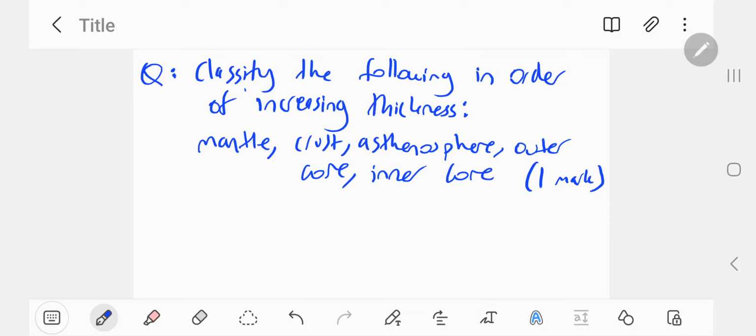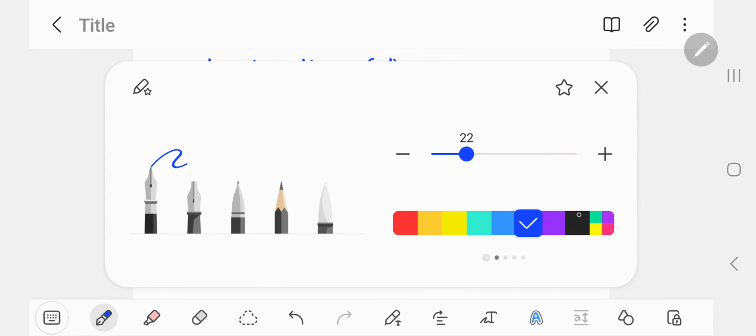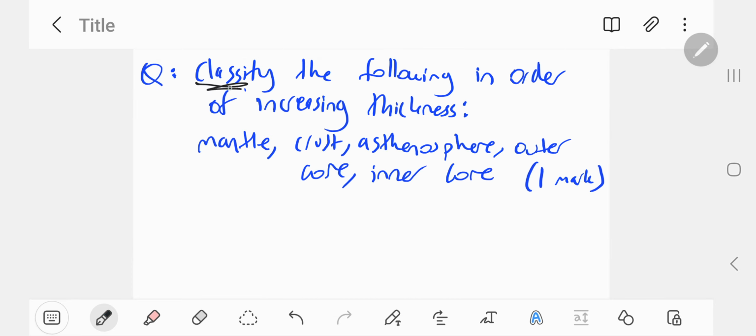This is a video on the verb classify. The question is, classify the following in order of increasing thickness: mantle, crust, asthenosphere, outer core, and inner core. 1 mark. Let's do this.